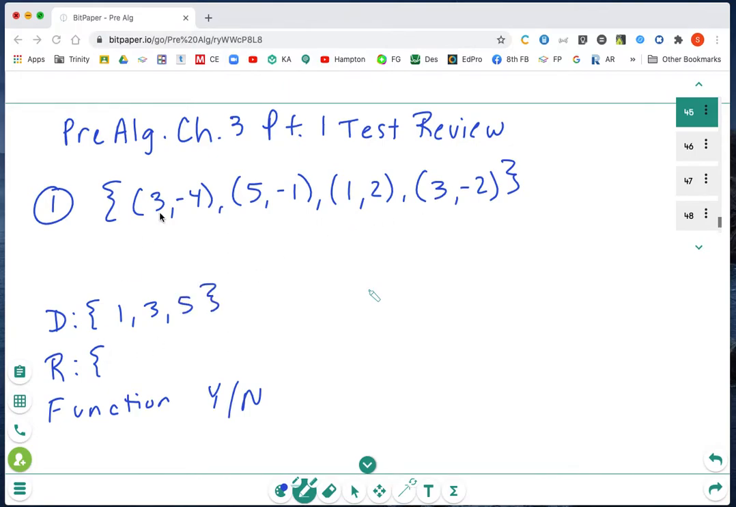To find the range, we're going to look at the y's. And again, we're going to look at the y coordinates and put them into least to greatest order. So -4, -2, -1, 2.